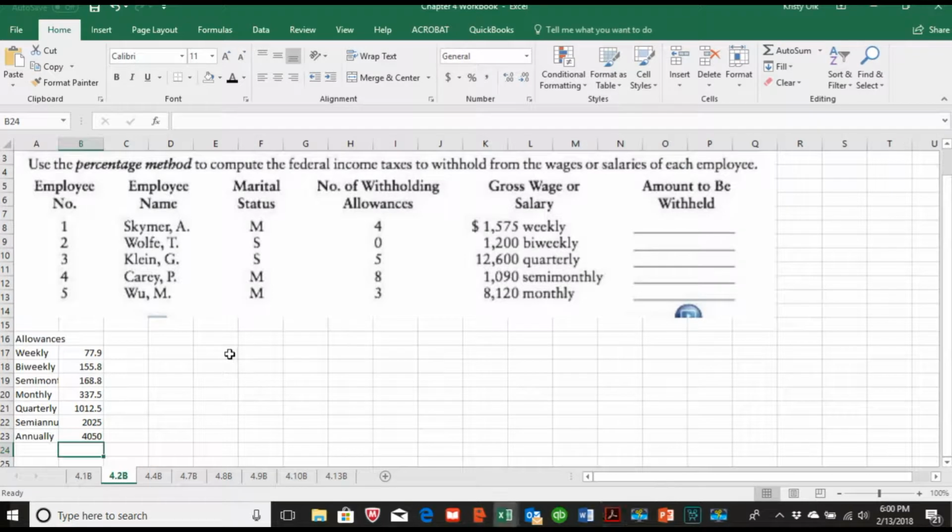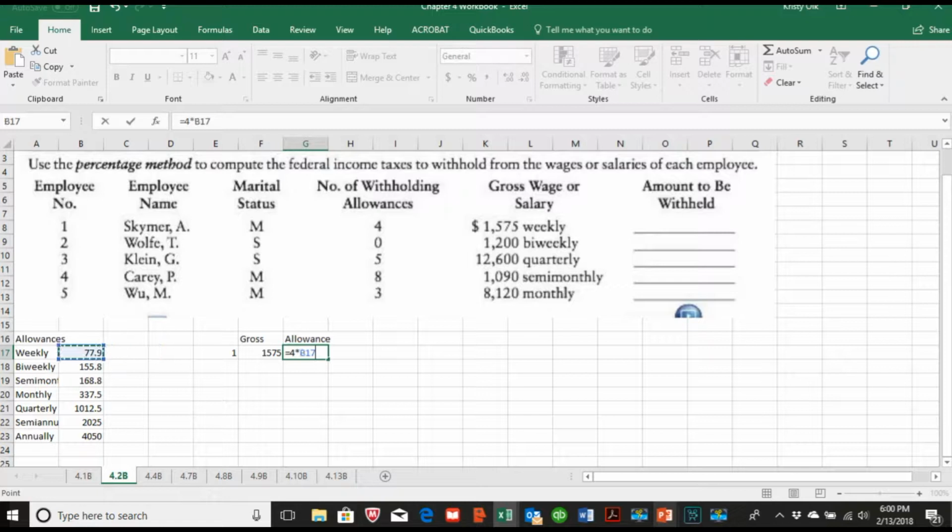So we're going to start with employee number 1 here. And employee number 1 had $15.75. That's his wages. So this is gross. Now he's got 4 allowances. So we'll just look at his allowances. So that's going to be 4 times $77.90. So that means that for the tables, we want to look at $1,263.40.